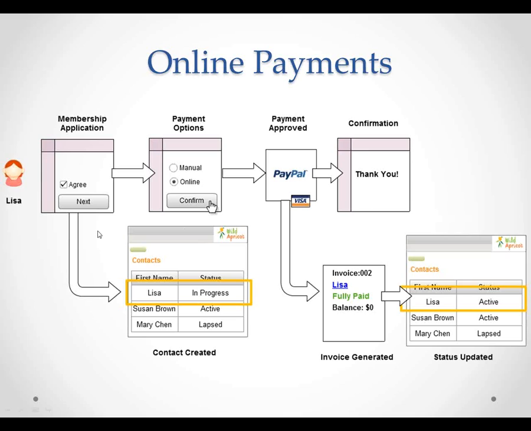But what actually also is happening when this happens is as soon as they submit that membership application, a contact record will be created for them, and their current membership status will be marked as in progress. But the instant that that payment is actually received and processed through your account, that in progress will be changed to active. But at the same time, you'll also automatically generate an invoice for this so that you'll have a complete financial history for this member.